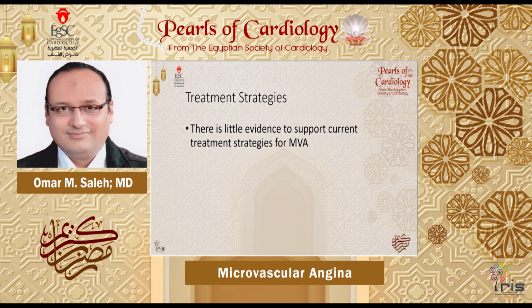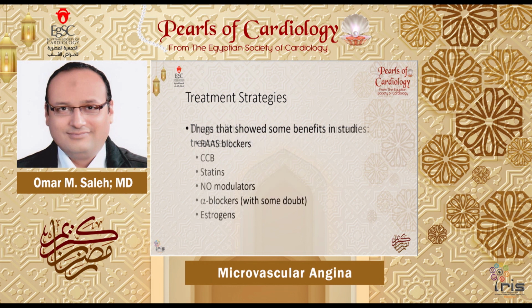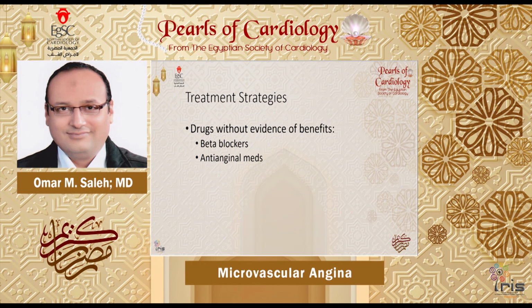Until this moment there is no significant relief for the patients, okay, and there is no evidence for most of the medical treatments. Some drugs showed some benefits: the renin-angiotensin aldosterone blockers, the calcium channel blockers, statins, and nitric oxide modulators. Alpha blockers, the prazosin, with estrogens may help in alleviating the chest pain in this patient. Other drugs that could be used are the beta blockers, and of course anti-anginal medications like nitrates, ranolazine and trimetazidine. Some drugs are still under study: theophylline, the tricyclic antidepressants, and some studies mention metformin.